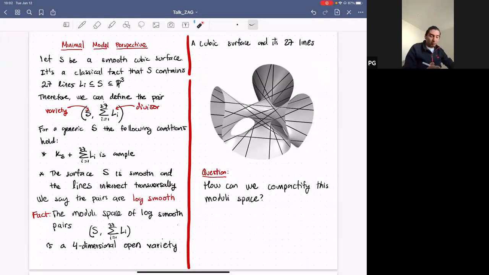What I'm interested in is the moduli of these pairs, the cubic surface and the 27 lines. Why do I want to consider that? That will be apparent in a second, but for now, if the surface is smooth and the lines intersect transversally, then your moduli space is a four-dimensional open variety. The fundamental question here is how can we compactify this moduli space? What will MMP tell you, how will it tell you to do that?